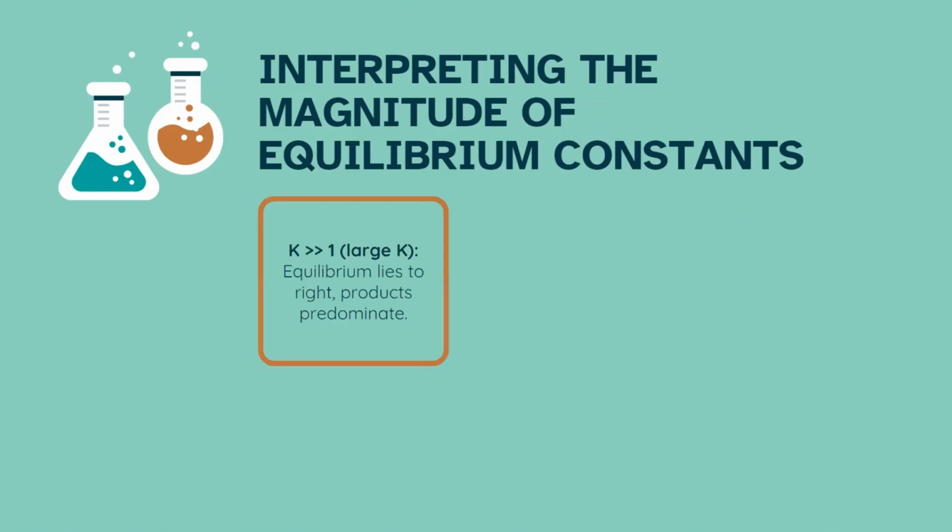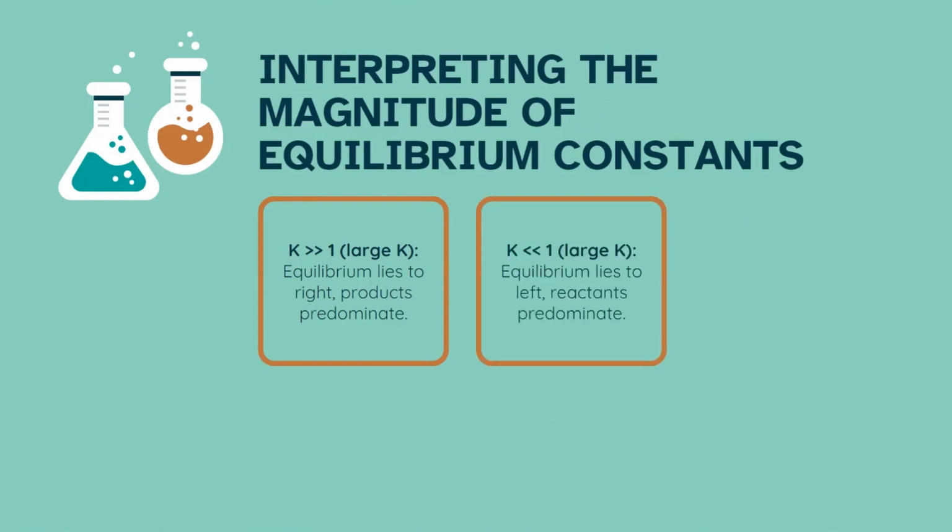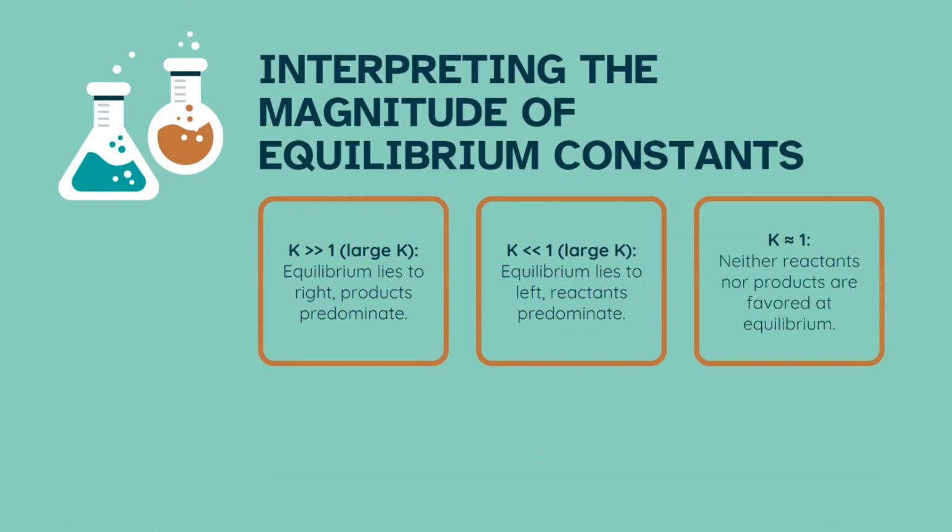Here, if K is greater than 1, the equilibrium favors the formation of the products, or it shifts to the right. If K is less than 1, the equilibrium favors the formation of the reactants, shifting to the left. Meanwhile, if it is approximately equal to 1, the concentrations of products and reactants are approximately equal at equilibrium, and so neither of them is favored at equilibrium.